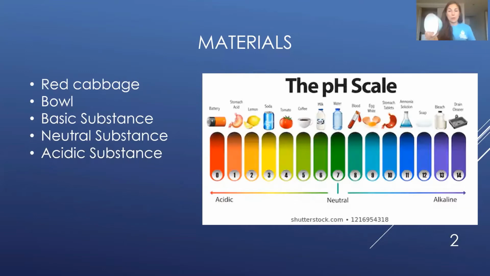You will also need one bowl, some water, and then you will need a basic substance, a neutral substance, and an acidic substance. Here on the right, I have a pH scale, and then for each level, we have something in your house that will be on the scale. I would not recommend using batteries for the experiment, nor stomach acid, but anything else on this list is very appropriate.